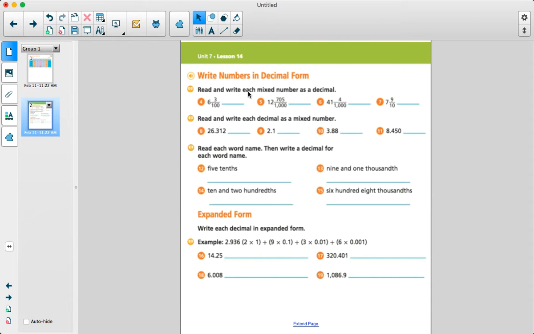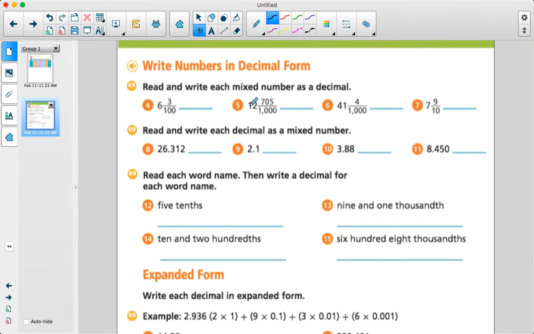So it says read and write each mixed number as a decimal. Now I love doing these because there's a lot of tricks we can use when we try to figure these out. We're not going to do all these problems. We're just going to skip around a little bit, but let's start with this one, 6 3/100ths. And I start by just writing my 6 because my whole number is going to stay the same no matter what.